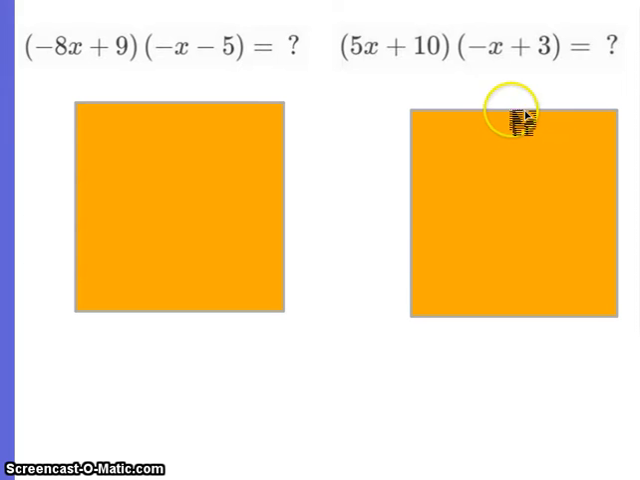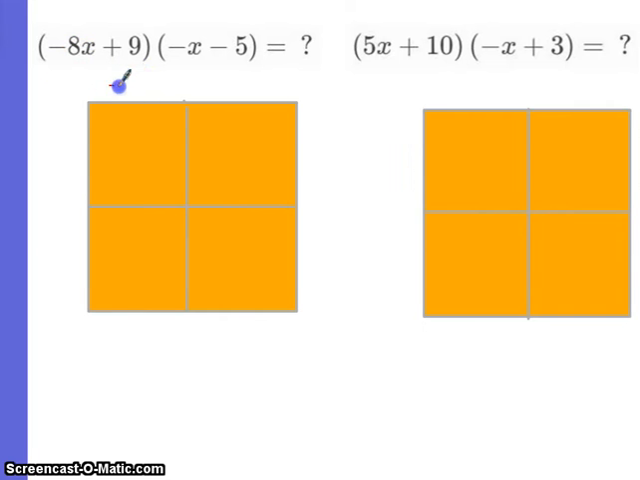And I got a binomial here and a binomial here. And then on the other side I've got a binomial and a binomial. On the top, negative 8x and positive 9. On the side, negative x and minus 5. On the top, 5x and plus 10. And on the side, negative x and plus 3.